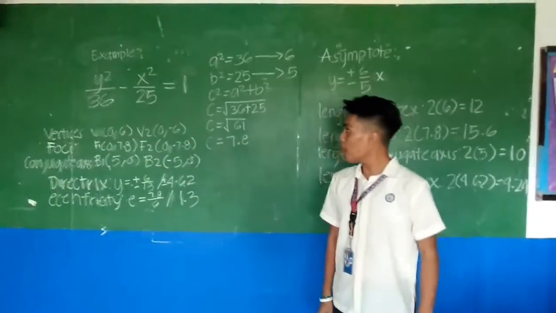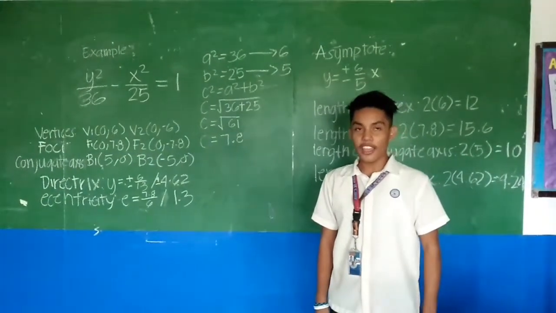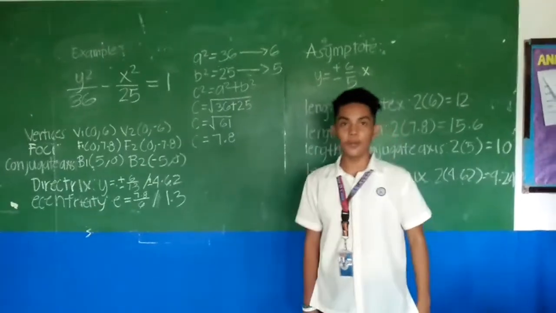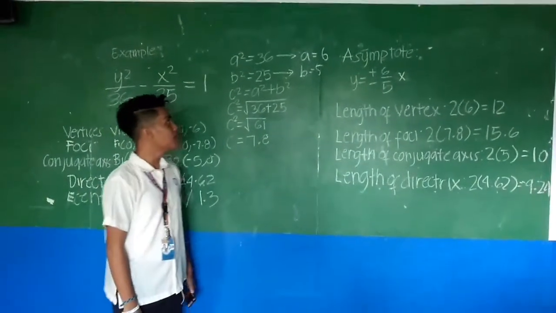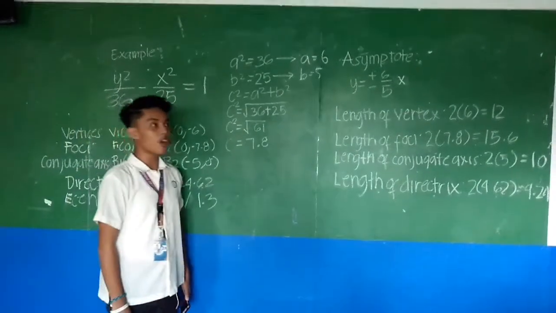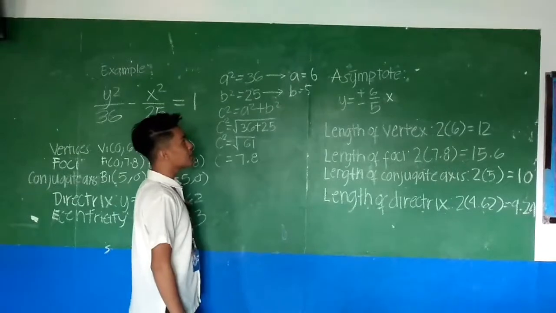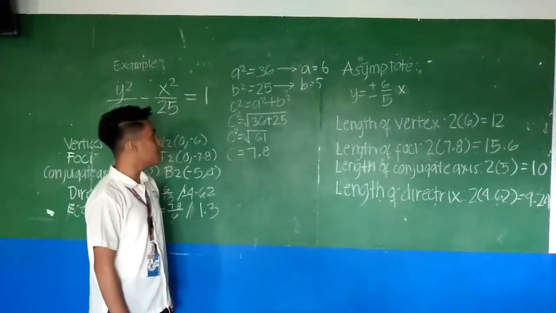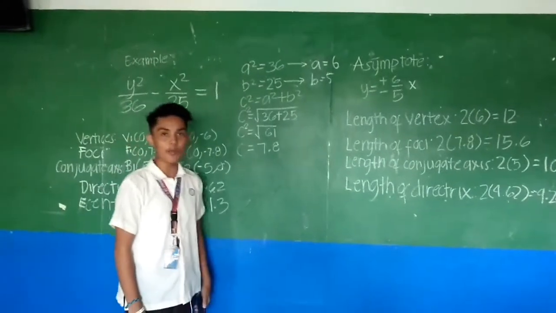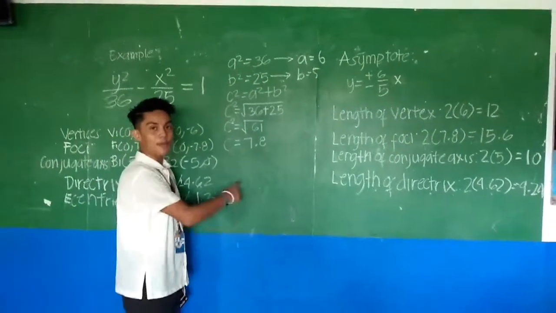Here's an example of a hyperbola parallel to the y-axis and the center on its origin. First, we're going to find the value of a and b by finding the square root of a squared and b squared. So, a is equal to 6, then b is equal to 5. So, we're going to find the value of c squared using the Pythagorean theorem. So, the answer will be 7.8.